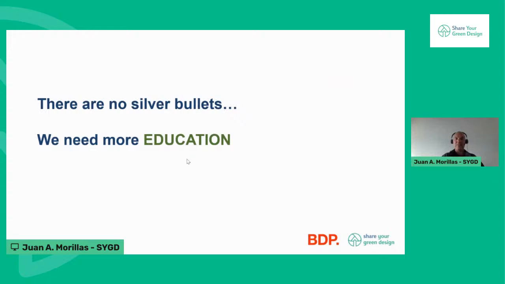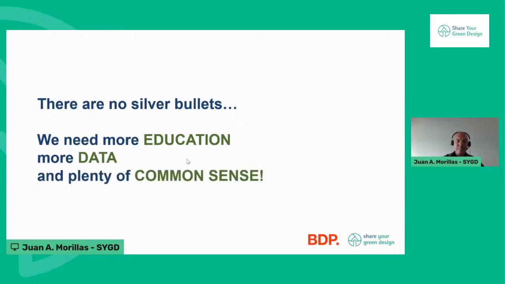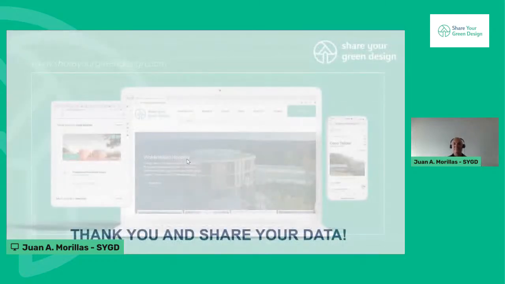So my view is that we need more education. We need to upskill the construction sector, starting with the designers, but then following with all the stakeholders. We need more data. So following that education, we need that data, and we need to share that data. And I think we need plenty of common sense to then use that education and that data in a meaningful way. Thank you very much.